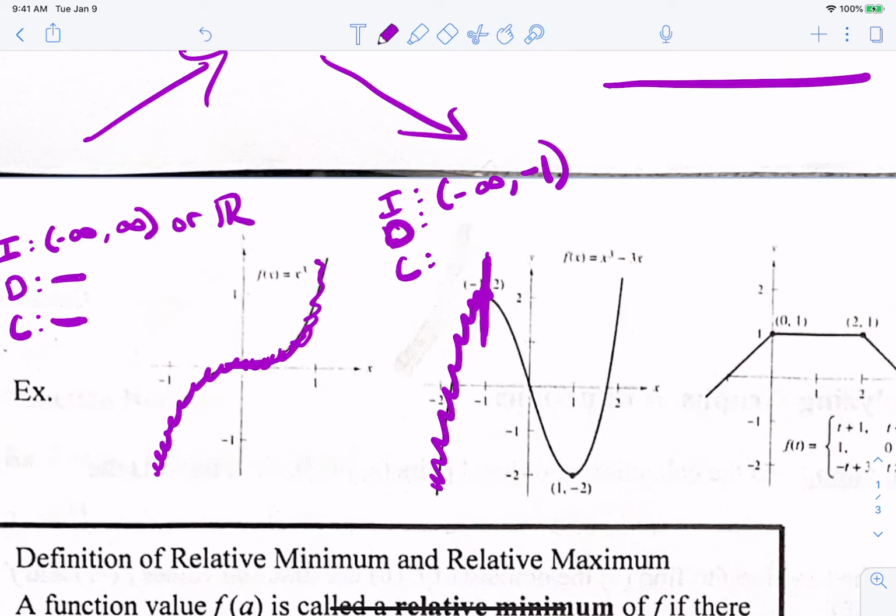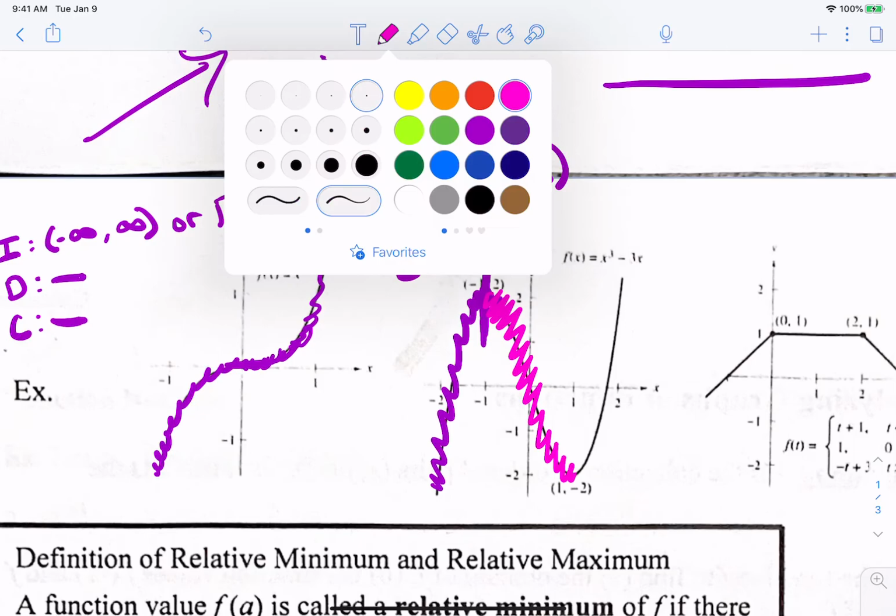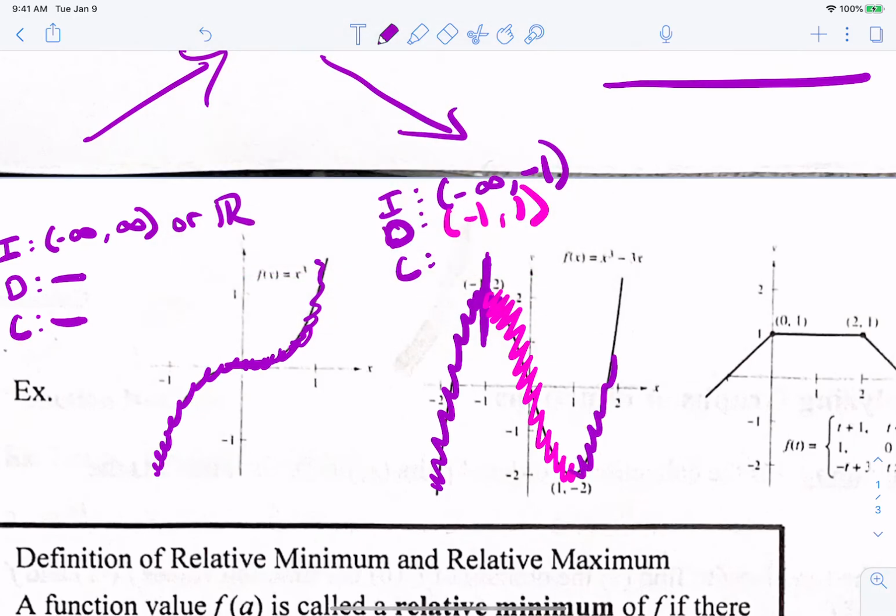Then he starts to decrease. Between what two values is he decreasing? -1 to 1, he's decreasing. And then from 1 to infinity, he turns around and he starts increasing again, which is an x coordinate of 1 to infinity. So I'm going to put that up in the increasing again. Constant? No constants. Does that make sense? So that's how you write those.